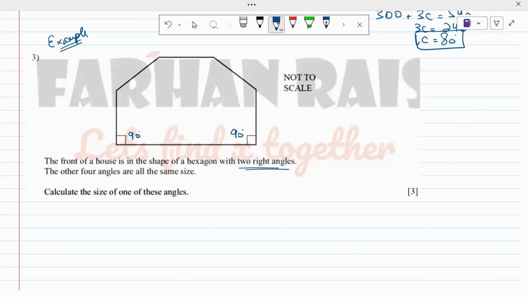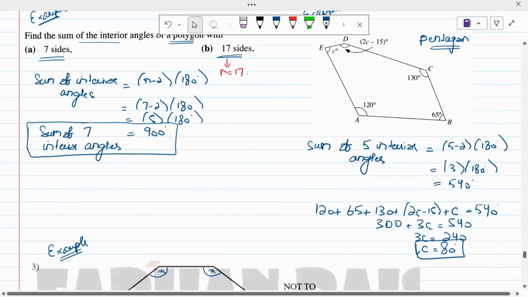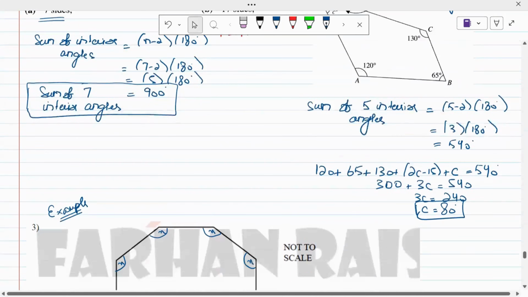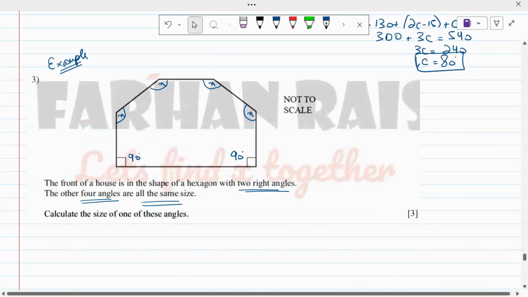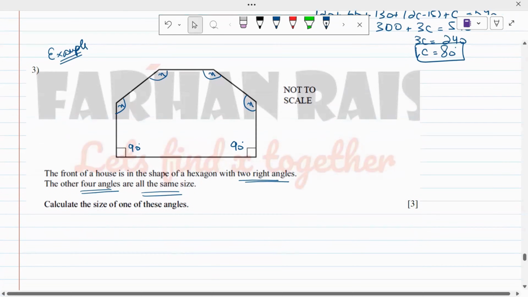The other 4 angles are all the same size. All the same size means if this is x, this will also be x, x, x. All four angles are the same, so we can keep variable x for all four angles here. Now, since it's a hexagon, unlike the previous question where it was a pentagon and we found the sum of all five angles first to make up the equation, here we'll use the sum of interior angles formula to find the sum of six angles for this hexagon first.